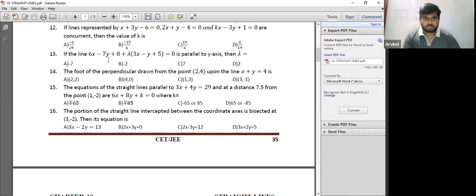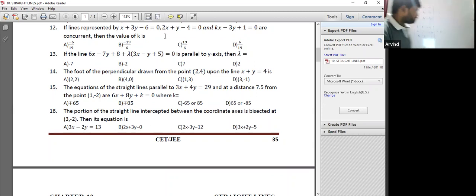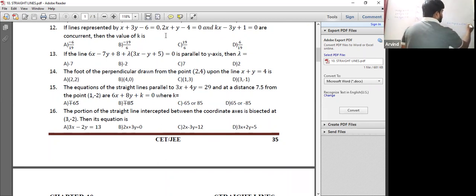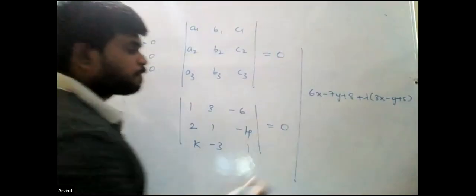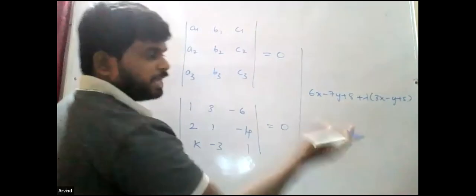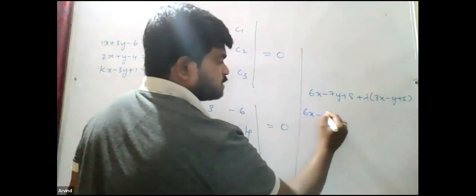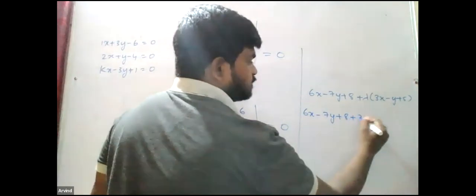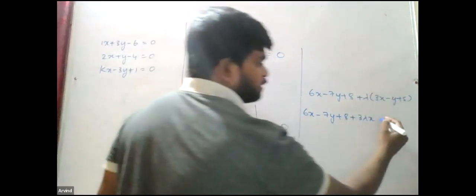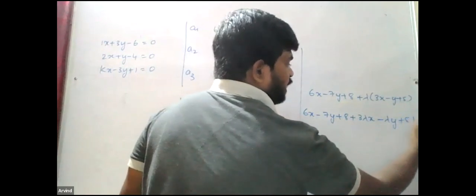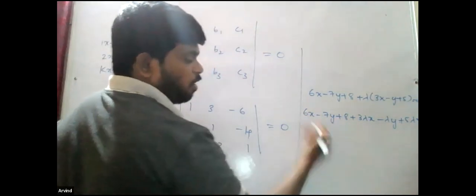Here we have to solve for the coefficient of y. 6x minus 7y plus 8, then plus lambda into 3x minus y plus 5. Just observe, we have to simplify this. All the x terms together, all the y terms together. 6x minus 7y plus 8 plus 3 lambda x, I am just multiplying the lambda, minus lambda y plus 5 lambda equal to 0.